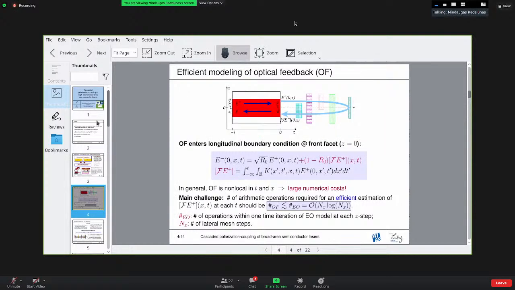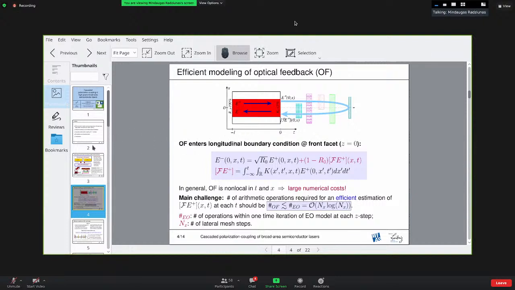In this talk, I mainly concentrate on the effects of optical feedback. Optical feedback enters the traveling wave equations, which are part of the electro-optical solver. I assume that this feedback is acting in the lateral and longitudinal dimensions, and that within the vertical dimension everything is perfect. That means I have very nice fast axis collimators and they cause no problems. The optical feedback enters the field equations through the boundary conditions at the front facet.